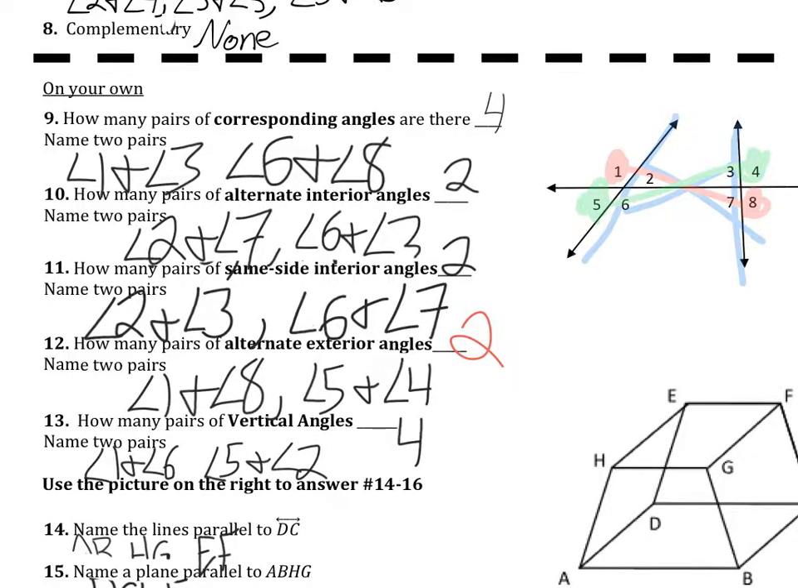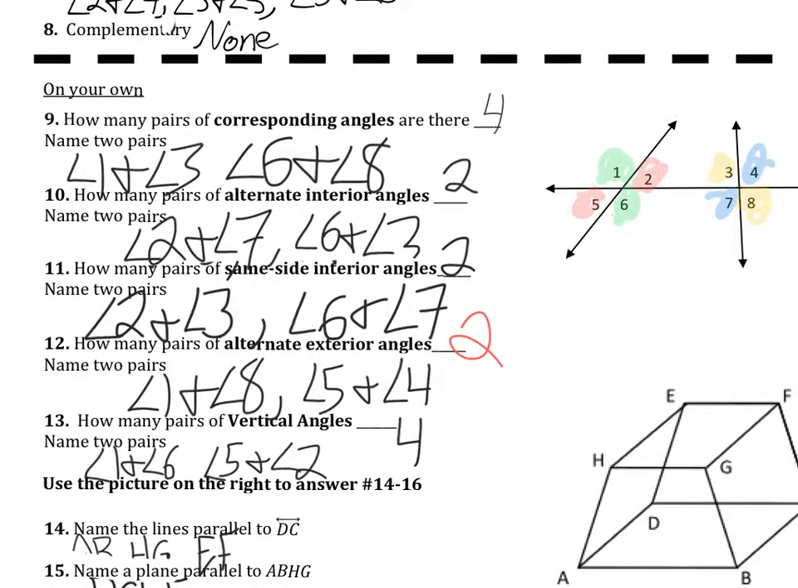My next one, how many pairs of vertical angles are there? Now we know what vertical angles are. They're the ones that make X's. So I was looking for anything that made an X. And it looks like there's 4 pairs. But let's just go ahead and name them all. So it looks like 1 and 6 make X's. 5 and 2 make X's. 3 and 8. And then what's my last one? Looks like I'm missing 4 and 7. Okay, so those are all your options. If you didn't put one of those, then go back and double check your work.